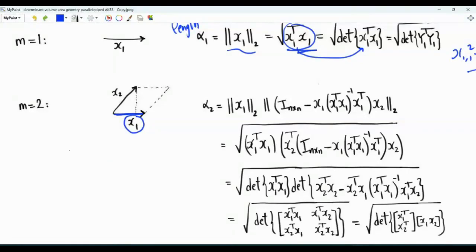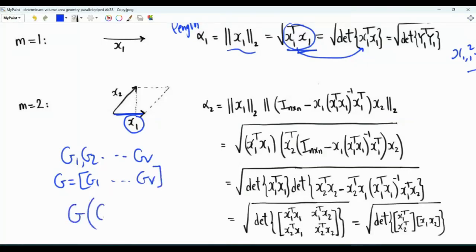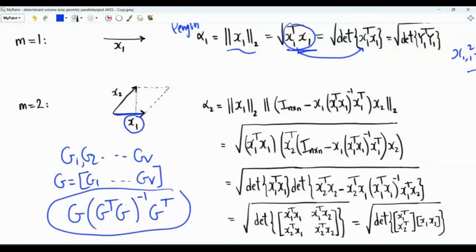Suppose that we have v n-dimensional linearly independent vectors g1, g2, all the way to gv, and v is less than or equal to n. Suppose these are the columns of matrix G. Now, the matrix that is G times G transpose G inverse G transpose, this matrix is an orthogonal projection matrix. It is a matrix that if we multiply by a vector from the left, then it projects the vector onto the range of matrix G, or the column space of matrix G.